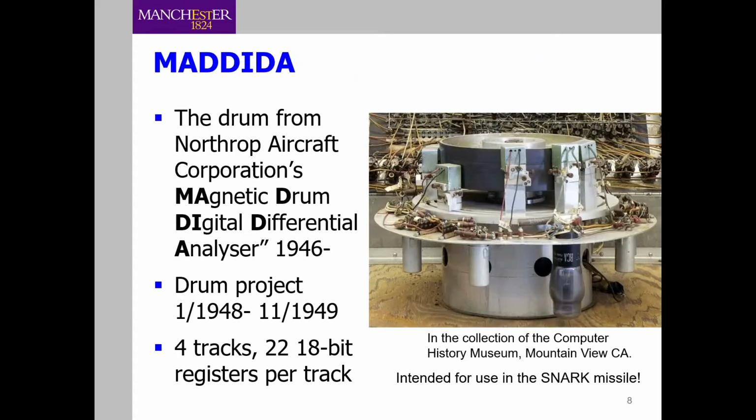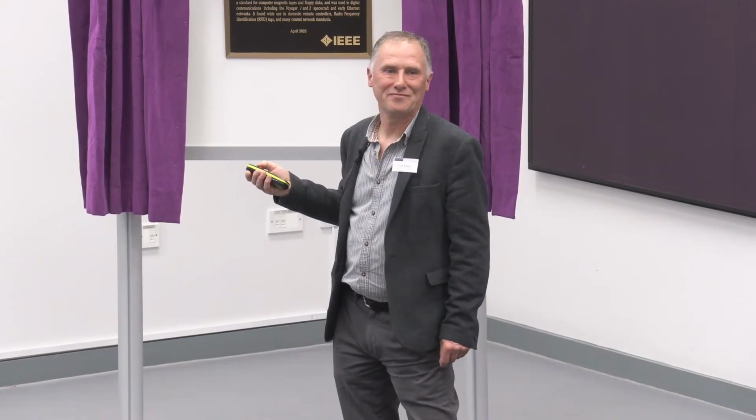Oops, sorry. Here's another one. This is MADIDA. This is Northrop Aircraft Corporation's magnetic drum digital differential analyzer. So this is a magnetic drum. It had 4 tracks, which stored a total of 22 18-bit registers per track, so that's 88 registers in total. But the intention of this was that it would go in the Snark missile. So this was built to go as part of the guidance system of a missile.